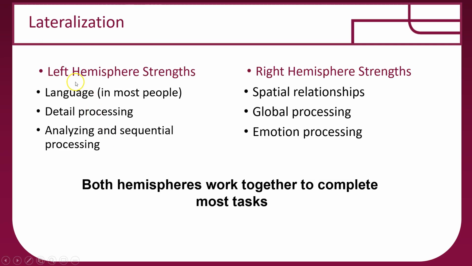So the left hemisphere strengths: language in most people. The left hemisphere is also very good at processing details and doing analyzing and sequential processing, whereas the right hemisphere is better at spatial relationships, global processing, so looking at the big picture as opposed to the small details, and emotional processing. But really, both hemispheres work together to complete most tasks.